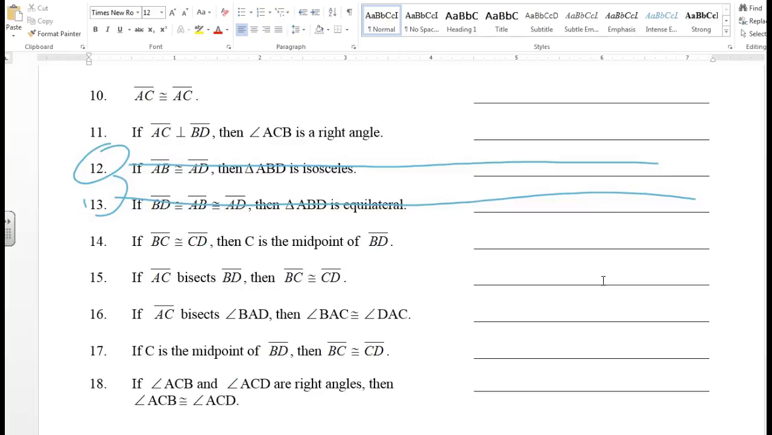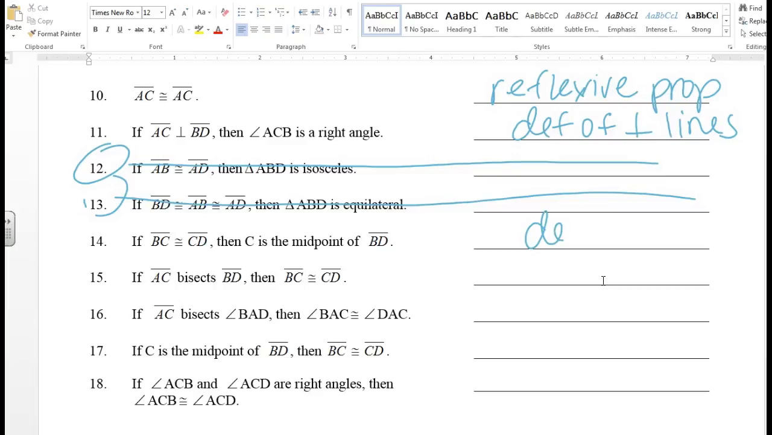Number 10, Helen, what'd you get? Number 10, a segment is congruent to itself. Reflexive prop. Raekwon, number 11. Definition of perpendicular lines. Very good. Gio, what do you think about 14? 14 is definition of this. Oh my goodness, you were so ready. Good. Definition of midpoint.